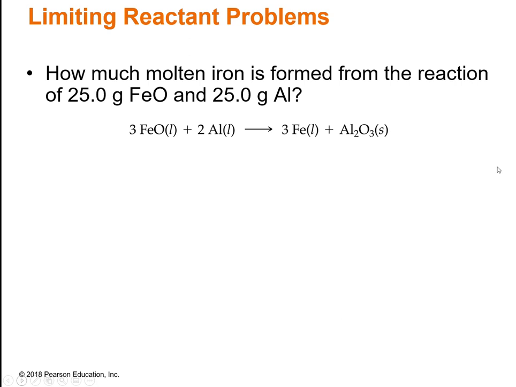So let's get a little bit more complicated. Now we're going to have molten iron being formed from the reaction of 25 grams of iron 2 oxide and 25 grams of aluminum. What kind of stoichiometry problem is this? We've got 25 grams of one reactant and 25 grams of another, and we're trying to figure out how much product is made. Exactly. It's a mass-to-mass problem.